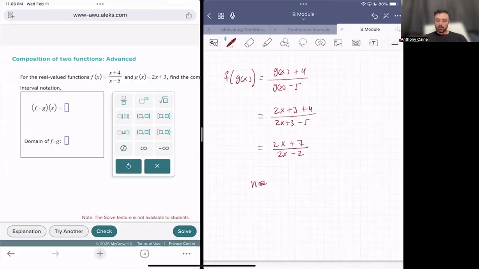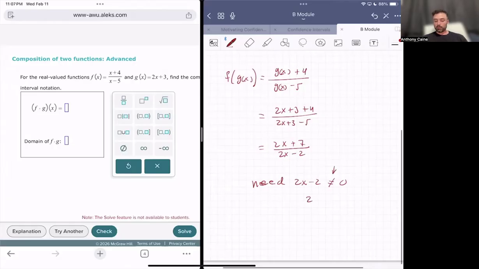And we need the bottom, 2x minus 2, to not equal 0. Okay, you can solve for x the same way you normally would, and you just leave that symbol there. So for example, 2x is not allowed to equal 2. I add 2 to both sides, and then I divide by 2.